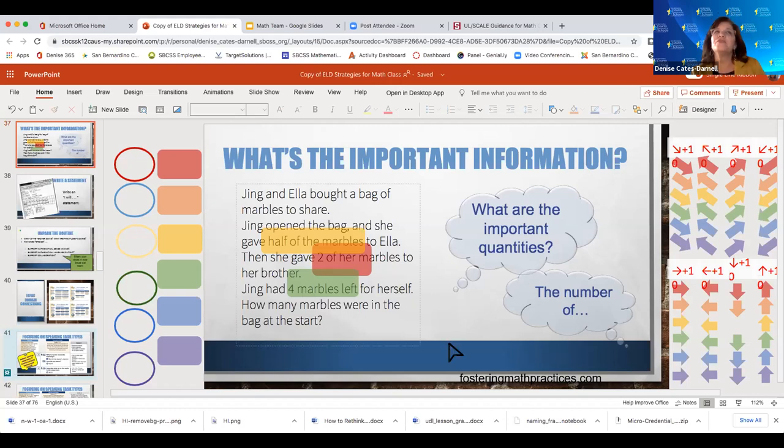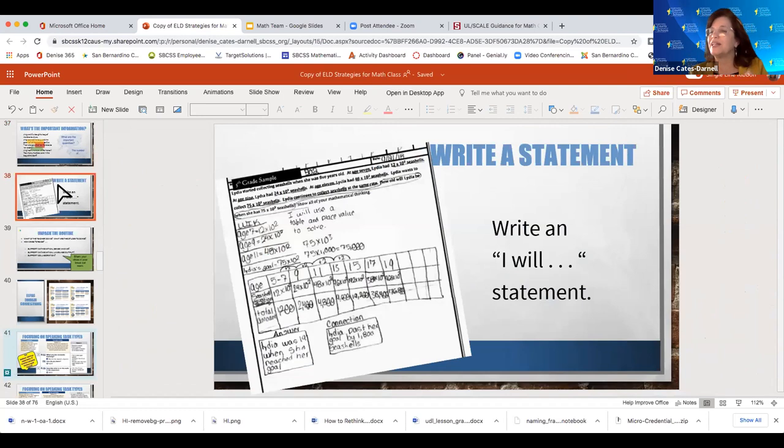Yes, what other information might we have that's really important for us to know? Anything else? The question. Yep, we've got that question down there. How many marbles were in the bag to start? Okay, so we know this and this, and then you're right, we can double to find out how many she started out with. Excellent. All right, so at this point, we've already kind of looked at how we might solve it.